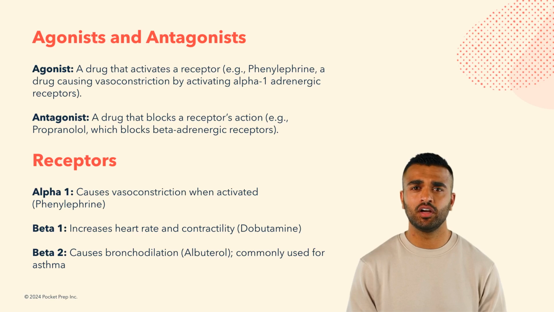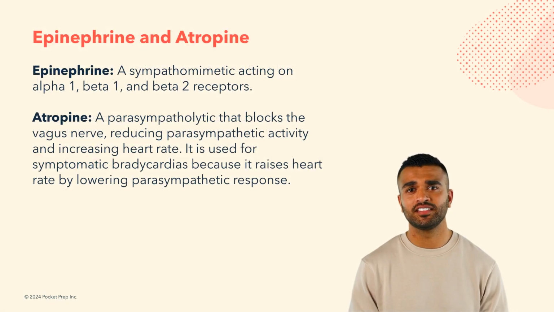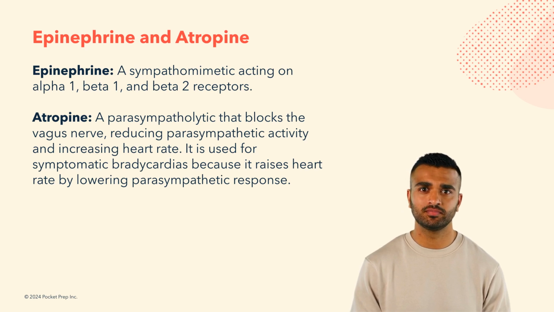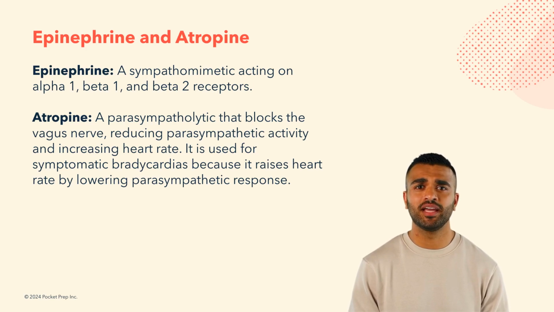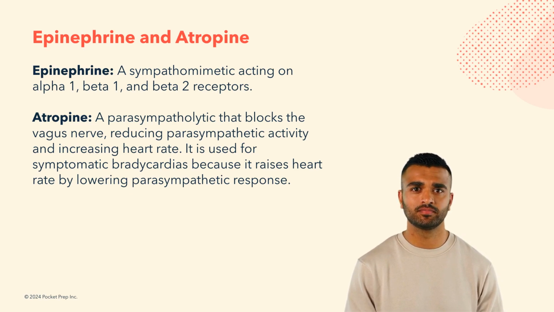Beta-2 receptors cause bronchodilation. Beta blockers end in -olol and block beta receptors. These can lower heart rate and blood pressure, but might not be suitable for patients with asthma due to potential bronchoconstriction. Epinephrine is a sympathomimetic acting on alpha-1, beta-1, and beta-2 receptors. Atropine is a parasympatholytic that blocks the vagus nerve, reducing parasympathetic activity and increasing heart rate. It is used for symptomatic bradycardias because it raises heart rate by lowering parasympathetic response.